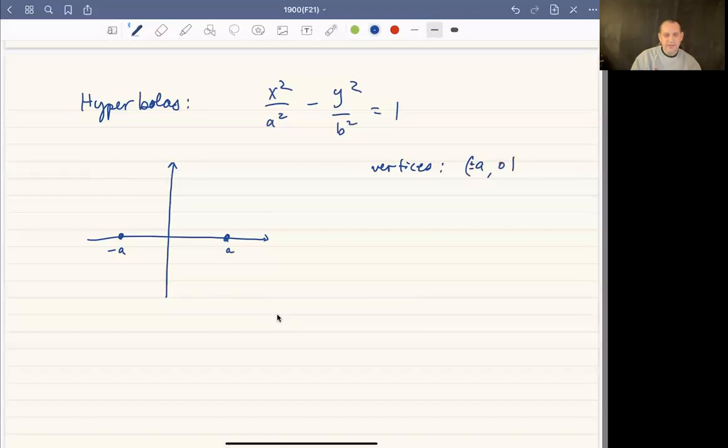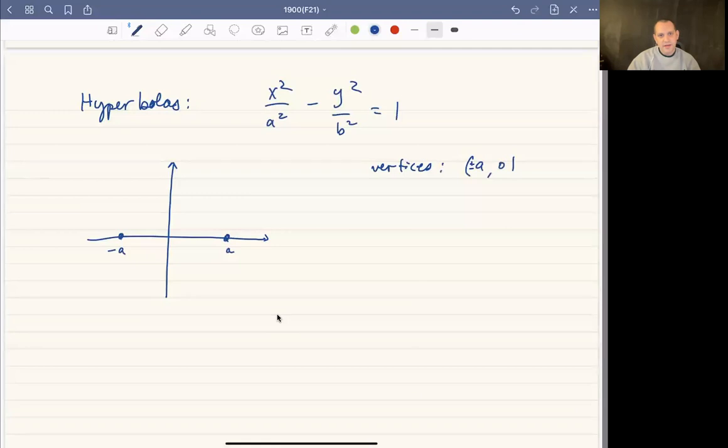Let me just say plus or minus a 0. And notice that if x is equal to 0, there's no solutions there, because you would have negative y squared over b squared is 1. Negative y squared over b squared is less than or equal to 0, and in particular, it can never be 1. So there's no value where the curve is going to cross the y-axis, where x is 0. And of course, that's true of any value in between here.